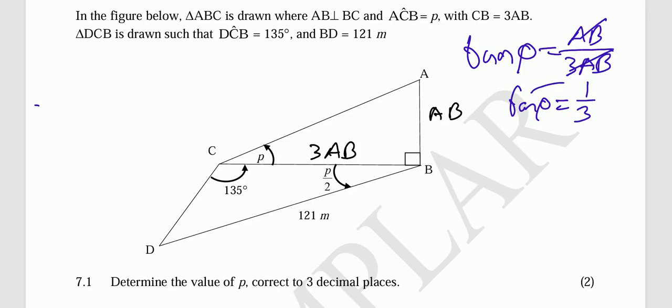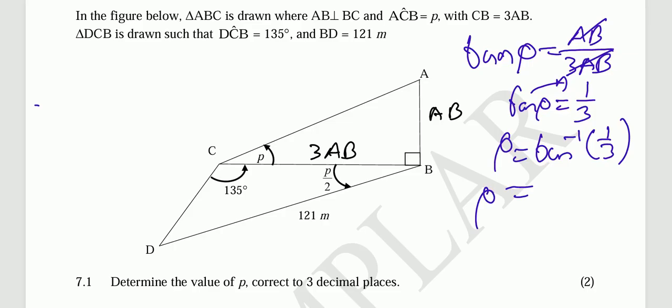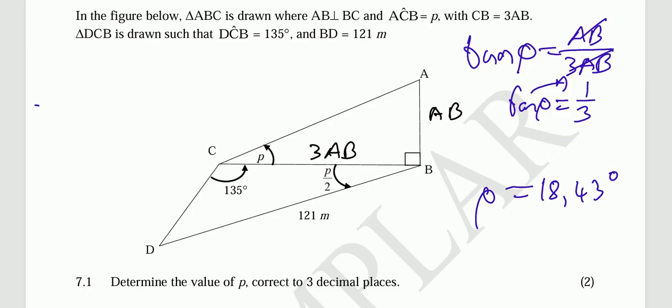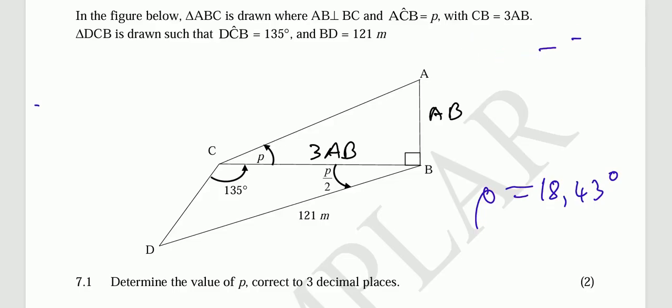Then you transpose your tan, and P will be tan inverse of 1 over 3. Let's check. Tan inverse of 1 over 3 is 18.43 degrees. Remember, it's an angle. So it's 18.43 degrees. That's the value of our P. Let me not remove the value of our P, maybe we will need it at some point.